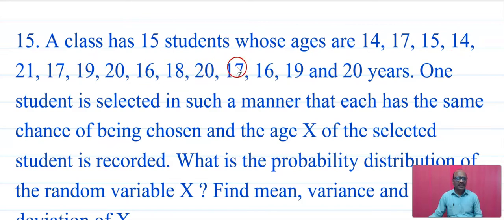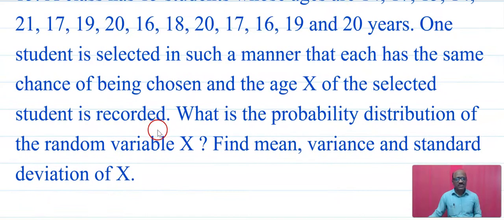Next problem. A class has 15 students whose ages are 14, 17, 15, 14, 21, 17, 19, 20, 16, 18, 20, 17, 16, 19, and 20 years. One student is selected in such a manner that each has the same chance, again I will repeat, each has the same chance of being chosen, and the age X of the selected student is recorded. What is the probability distribution of the random variable X? Find the mean, variance, and the standard deviation of X.